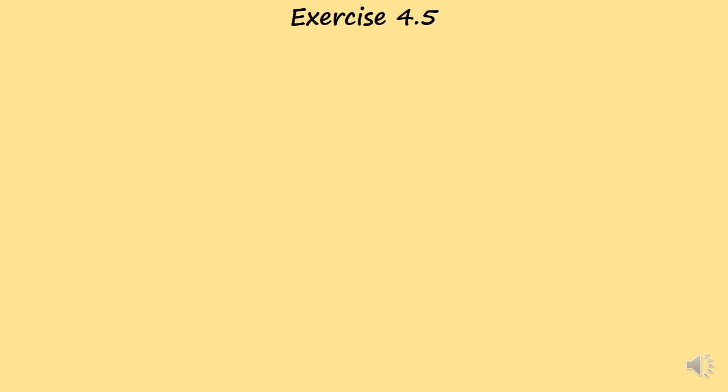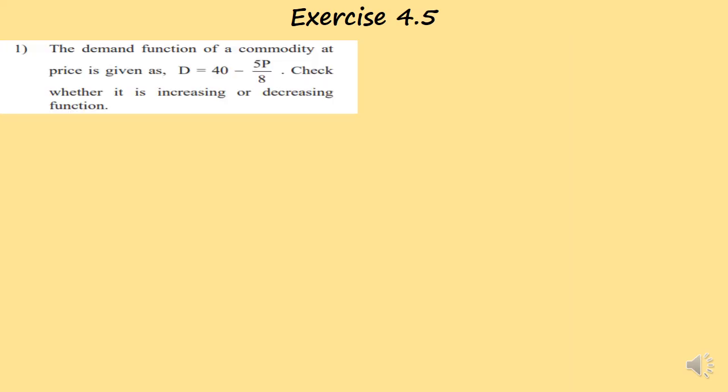Begin with exercise 4.5. The first question here, the demand of a commodity at price P is given as D = 40 − 5P/8. Check whether the function is increasing or decreasing.